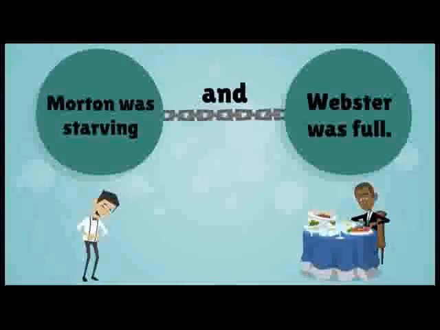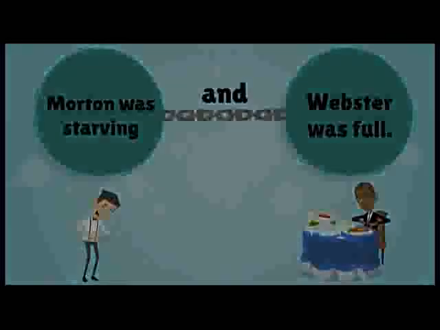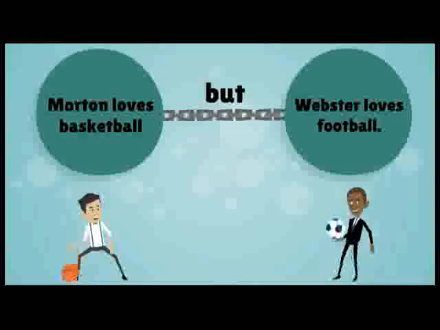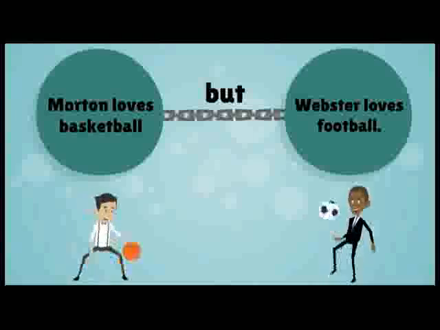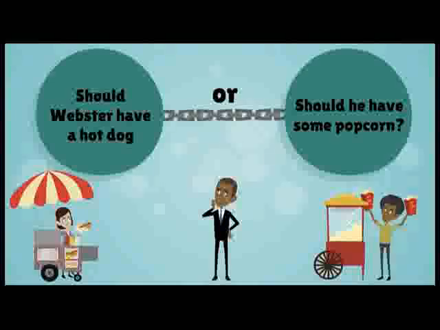Morton was starving, and Webster was full. Again, notice that we've got two complete thoughts of equal importance linked by our coordinating conjunction, and that each could be a sentence on its own. Here's another example. Morton loves basketball, but Webster loves football. And finally, should Webster have a hot dog, or should he have some popcorn?